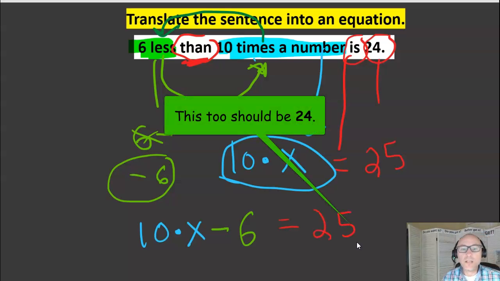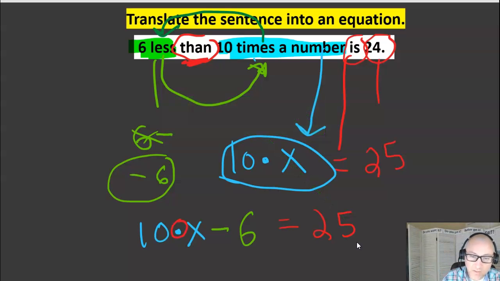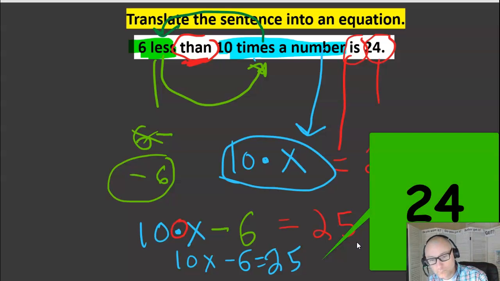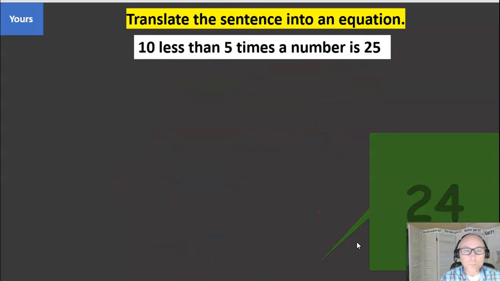Now you're D-O-N-E unless you want to poof that dot out of there, between the 10 and the X. So let's poof it. 10x minus 6 equals 25. Your turn.